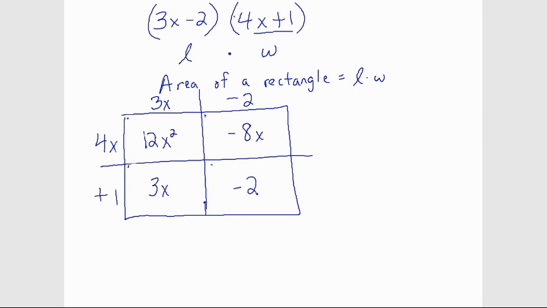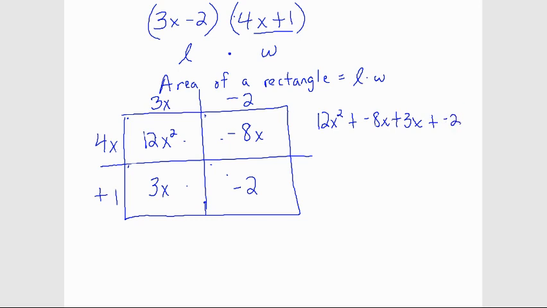Now, great, we found the area of 4 little rectangles, but what's the area of this big rectangle? That's what we ultimately want to find. Well, the area of this big rectangle would just be the sum of these smaller rectangles. So 12x squared plus a negative 8x plus 3x plus a negative 2.